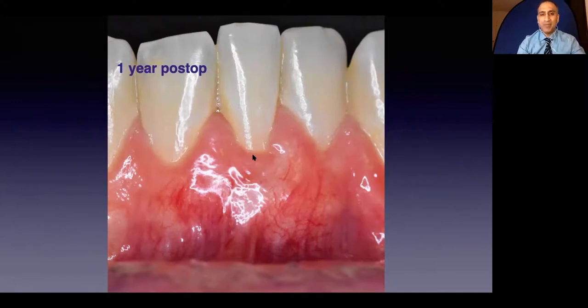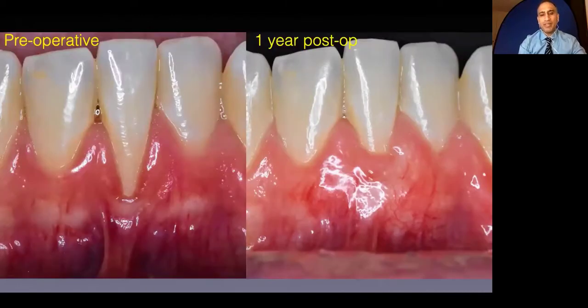But nonetheless, it opened my eyes that, hey, you know what? Maybe there are other techniques that can be as predictable as free gingival grafting. And when we look at this side by side, we can see that there's been complete root coverage compared to the preoperative. We've eliminated the influence of the frenum. We've changed the phenotype, and all in all, very, very happy with this result.